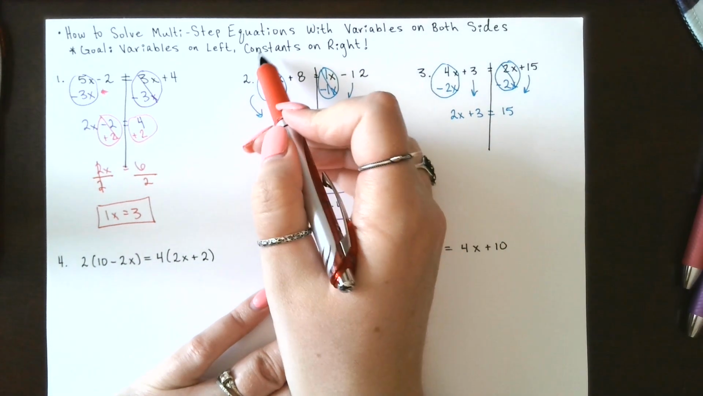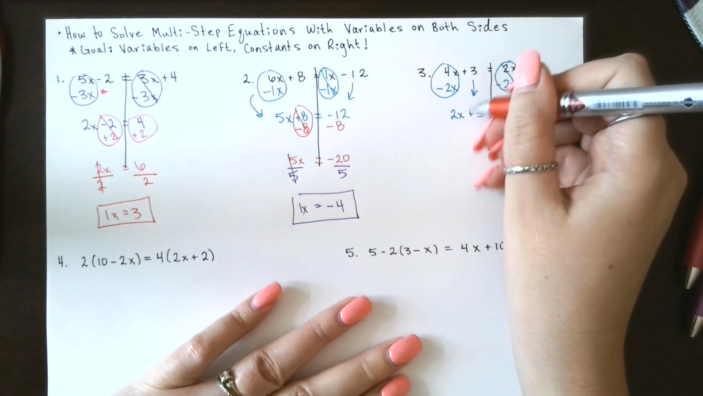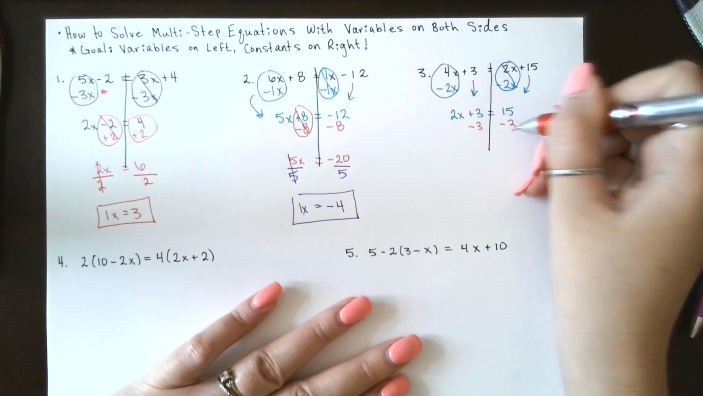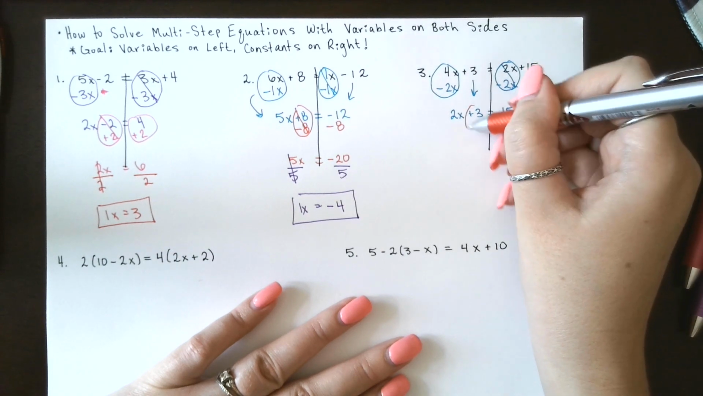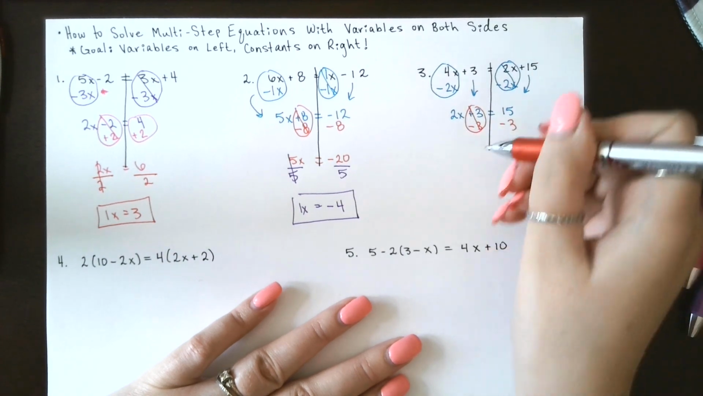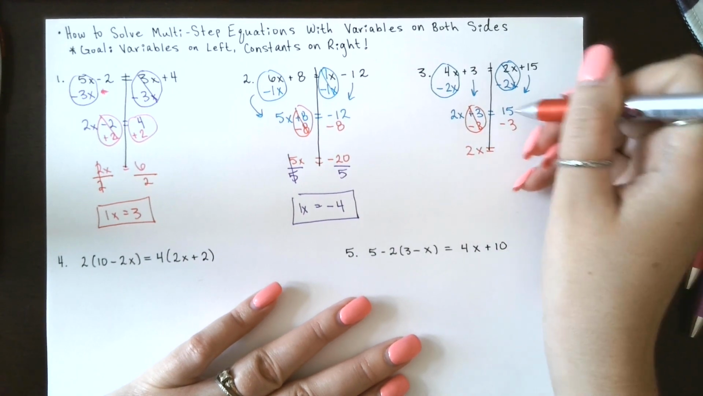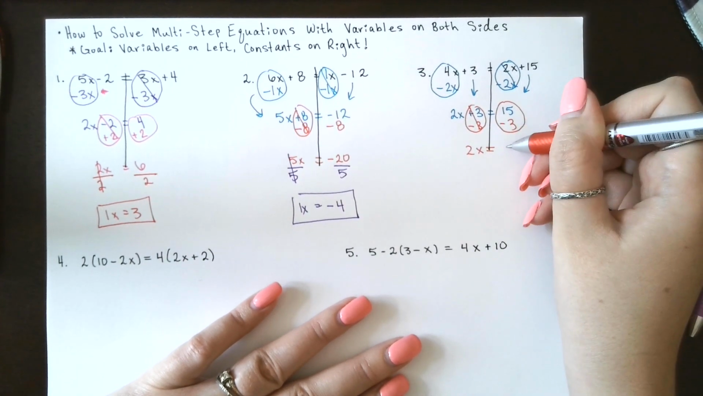Now I want to move my constants to the right. My constant is 3. I'm going to do minus 3 since that's the opposite of plus 3. And doing so allows me to move all of my constants from the left, so I only have 2x on the left now. And 15 take away 3 is 12.